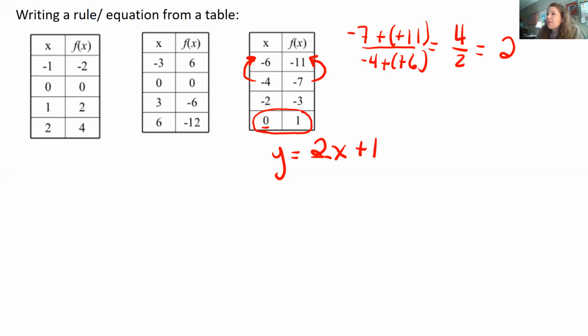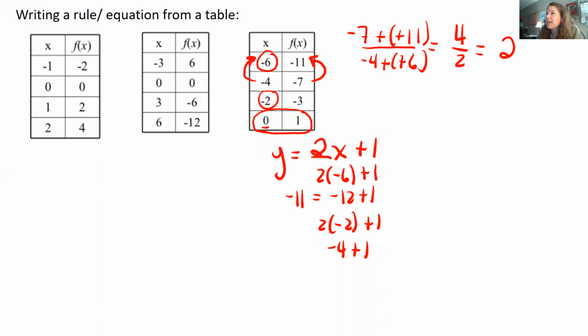Is that right? So if I plugged in the value of -6, I'd get 2 times -6 plus 1 is -11. And that is true because -12 plus 1 is -11. So we'll try one more. What about my -2? So 2 times -2 plus 1. So I have -4 plus 1, and I should get -3, and I do. So I know my answer is correct.